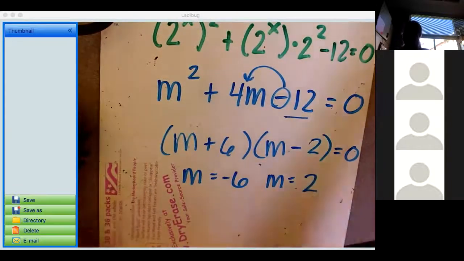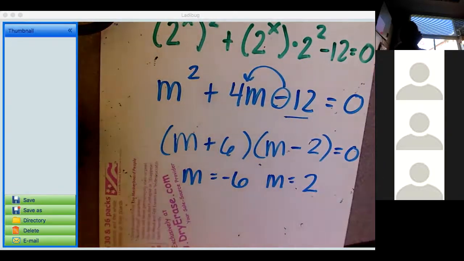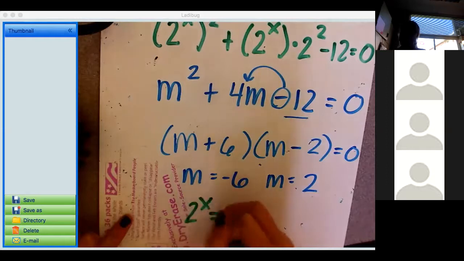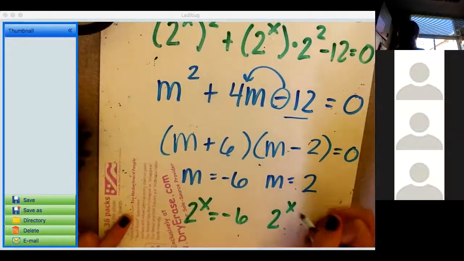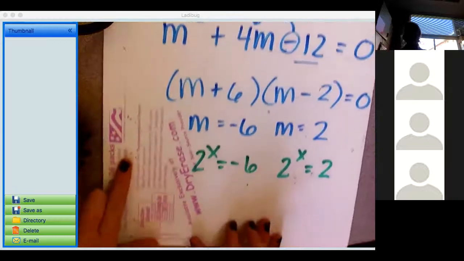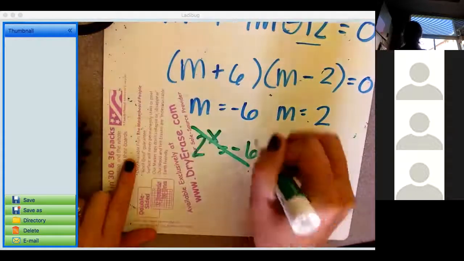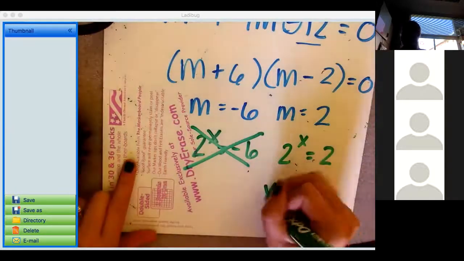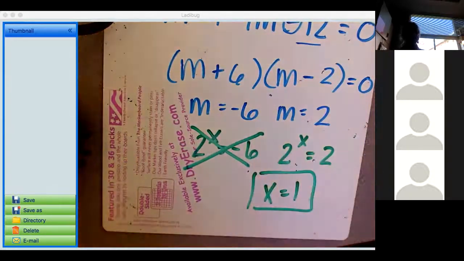Good. Are we done? Please, please, this happens every year and it breaks my heart. Do not type in -6 and 2 into Desmos. That's wrong. Okay? It's not the answer because we didn't have the m's to start with. What is m in place of? 2 to the x equals -6, or we can have 2 to the x equals 2. Can't get anything raised to a power to equal negative, so 2 to the what equals 2? So x is 1. Y'all feel good with this?